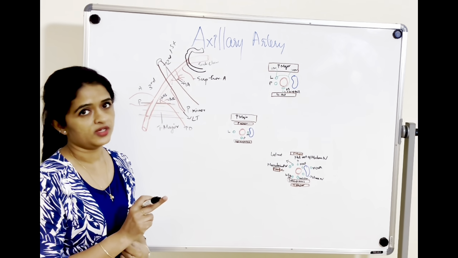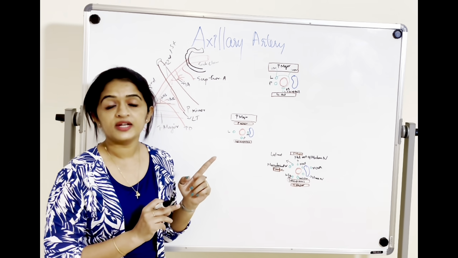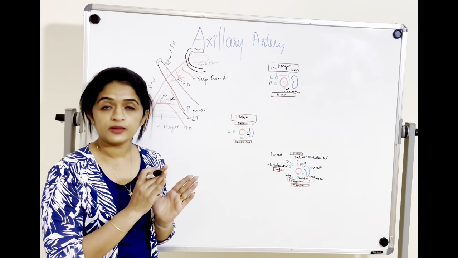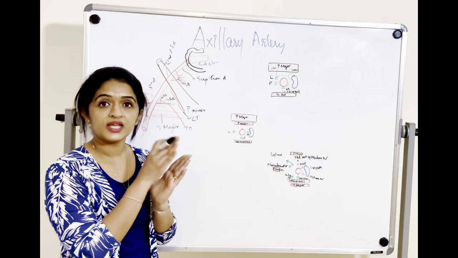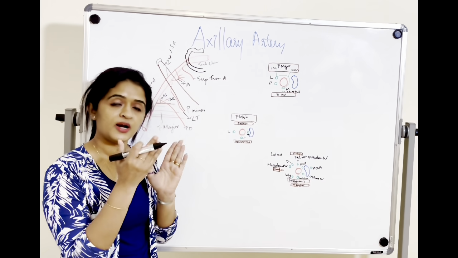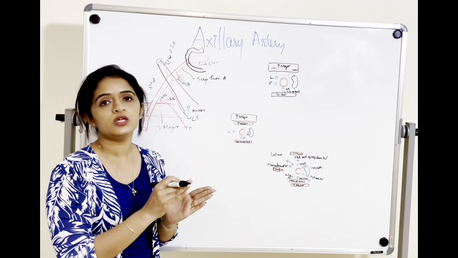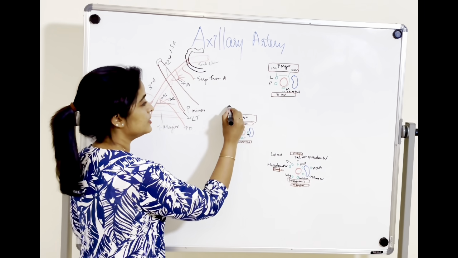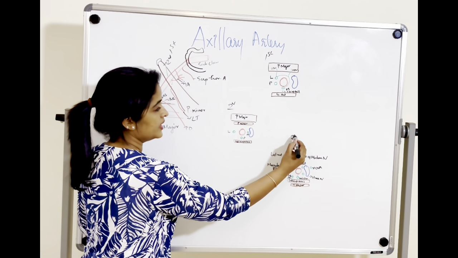That is very important. Now, what about pectoralis minor? We know the pectoralis minor is seen where you get the second part of the axillary artery. That means the part of the axillary artery lying underneath the pectoralis minor is called the second part. So this is the second part, this is the first part, and this is the third part.